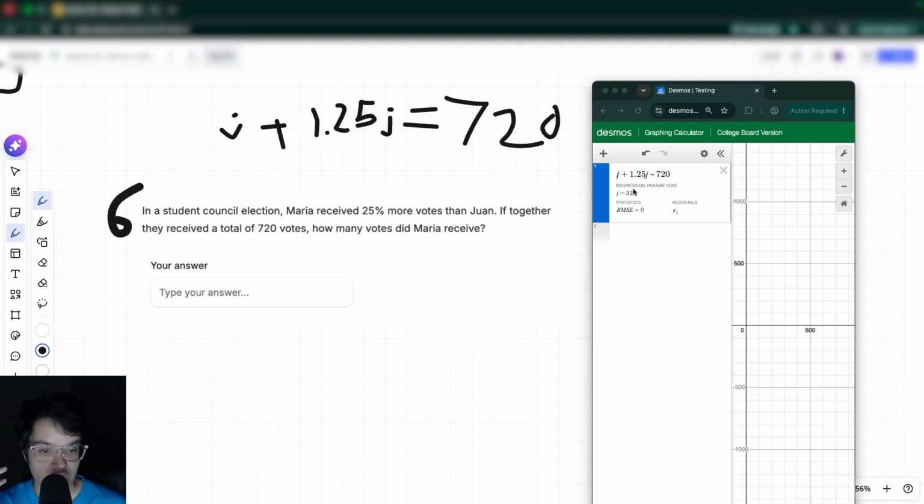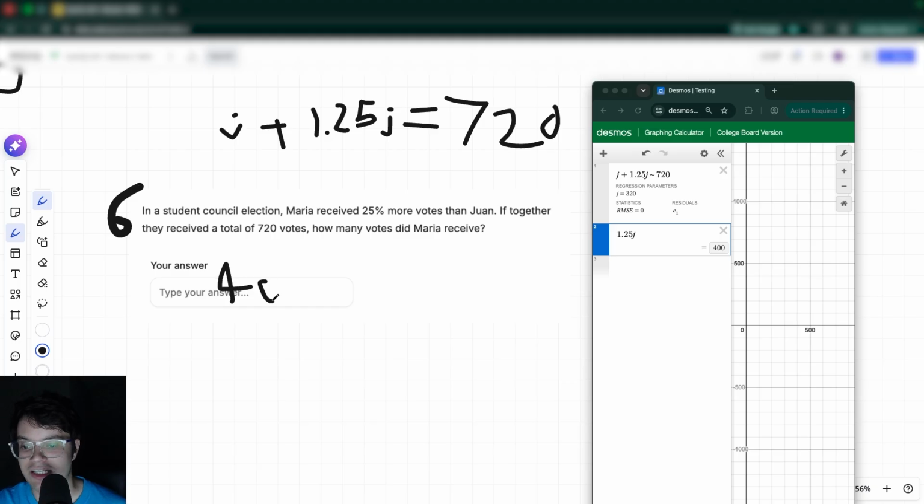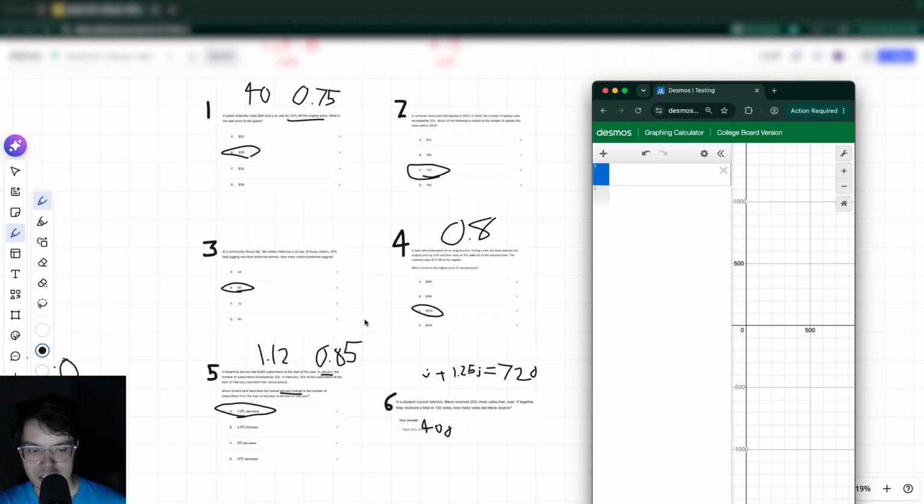So, okay, 320 is the amount that Juan received. Remember, it's asking how many votes did Maria receive. So we have to do 1.25 times J again, which would be 400 this time. That would make sense. Again, logic check this. Maria is the one who won the election, so it only makes sense for her to have more votes than the other person. So if you've been watching the video, paying attention, trying these problems for yourself, you probably are feeling pretty fine now with regular percentage problems.